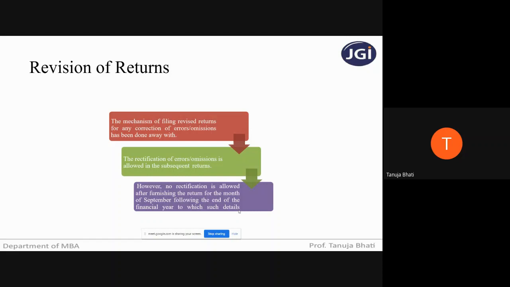Is revision of returns clear to all students? Yes? Yes, ma'am. Okay, next.